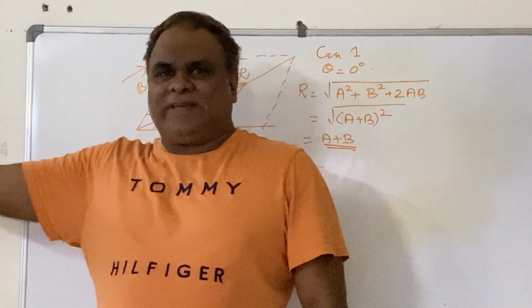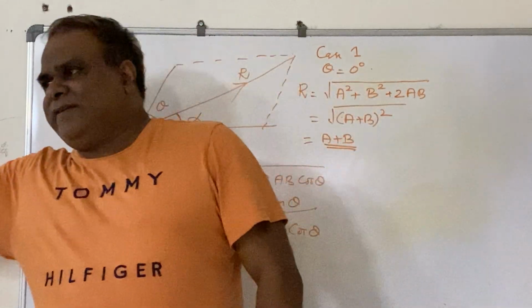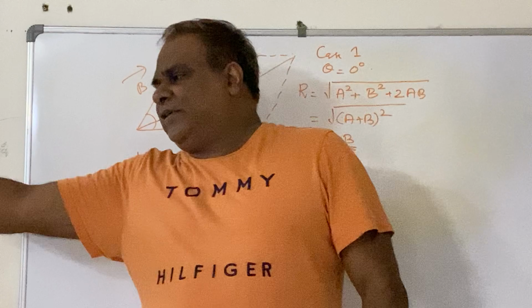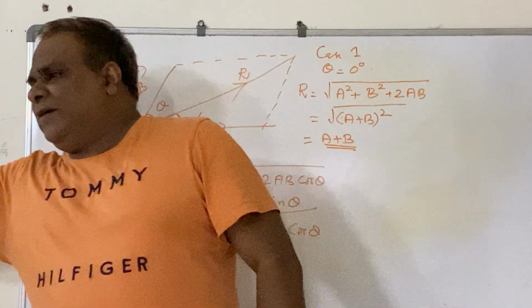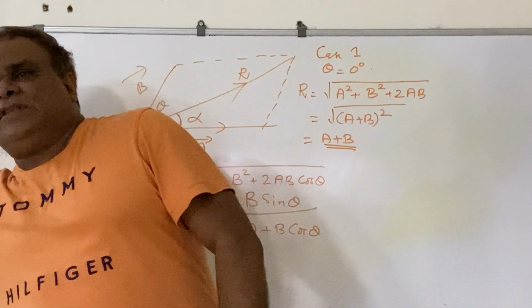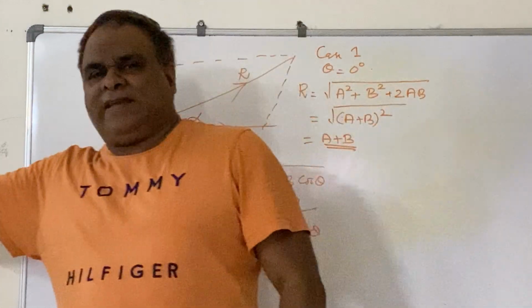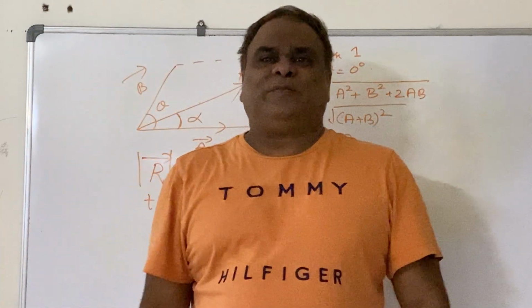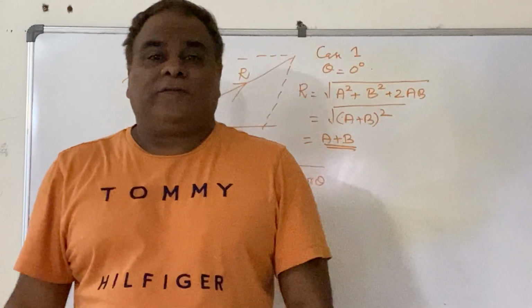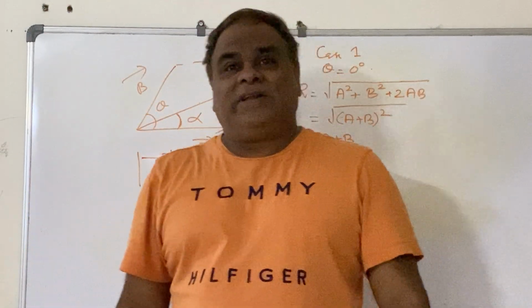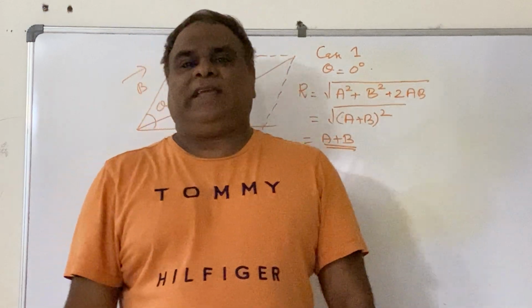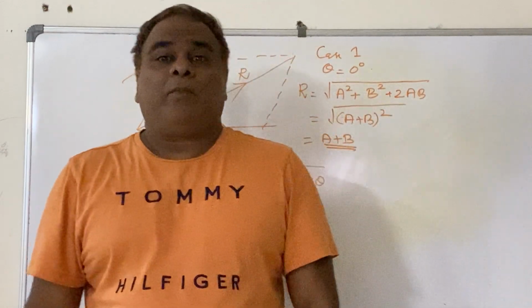Practically, you are doing the same thing. 10 Newton in this direction, another person also exerting a force of 10 Newton on me in the same direction, then I will go with 20 Newton in the same direction. That is, here theta is equal to 0. Same direction means theta is 0. If two vectors are in opposite directions, theta is 180 degree, which is pi radian.